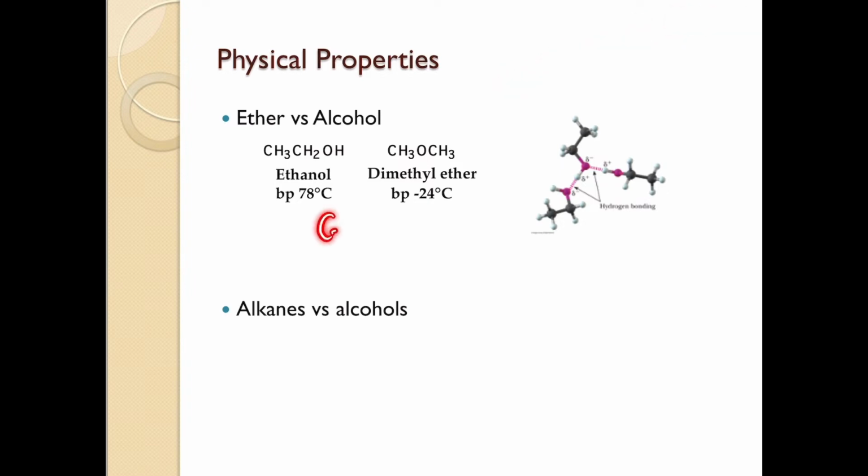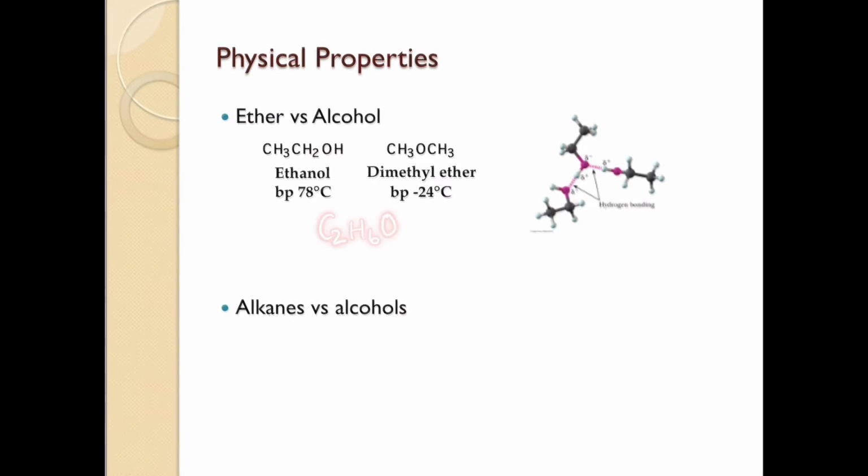It has 2 carbons, 6 hydrogens, and 1 oxygen. Although these two compounds are constitutional isomers, they have different boiling points. You can see that ethanol has a higher boiling point when compared to dimethyl ether, and it is because of the hydrogen bonding. You can see that one molecule of ethanol forms hydrogen bonds with 2 other molecules of ethanol. Because of these intermolecular forces, the boiling point of ethanol is higher.